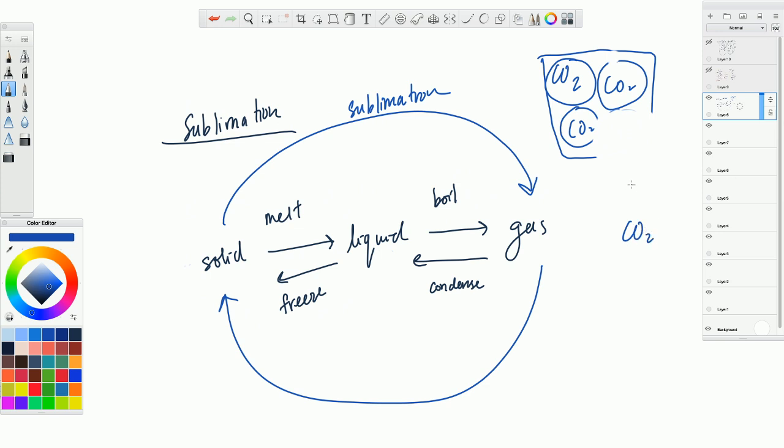So that is sublimation. The same concept happens where it receives energy from the surroundings and it starts to vibrate. The only difference is it doesn't need to vibrate until it changes to liquid. It immediately breaks the attractive forces and immediately turns into a gas. Okay, so that is called sublimation.